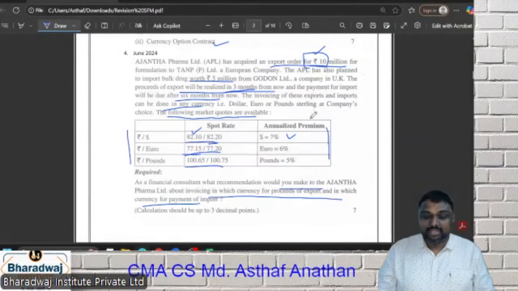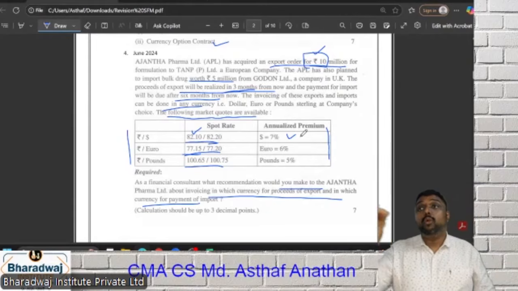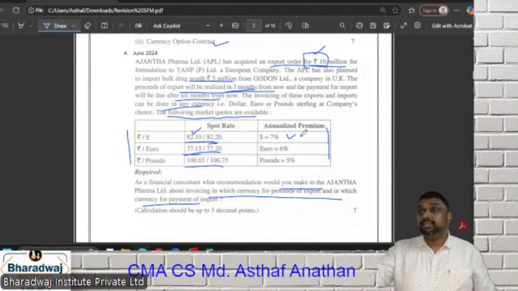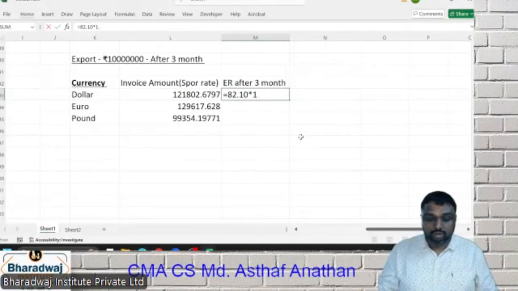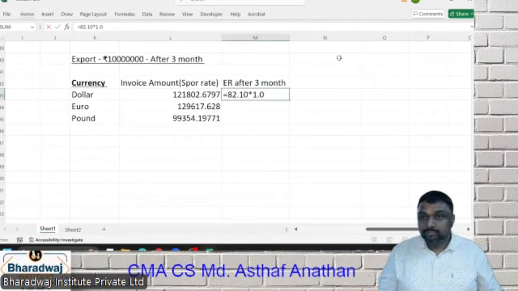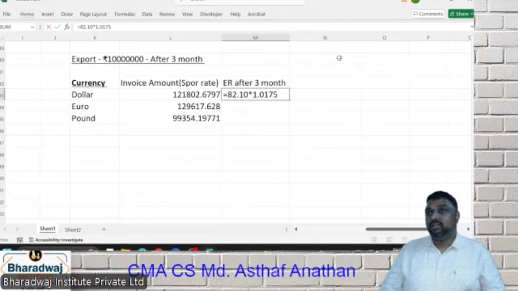We are just adding 7%. The 7% is for 1 year. 7% is for what? 1 year. So 7% is for 1 year. You are getting after 3 months. So you have to take the 3-month rate. 7% into 3 by 12. What are you getting? 1.0175. All of you clear how you got this 1.0175?